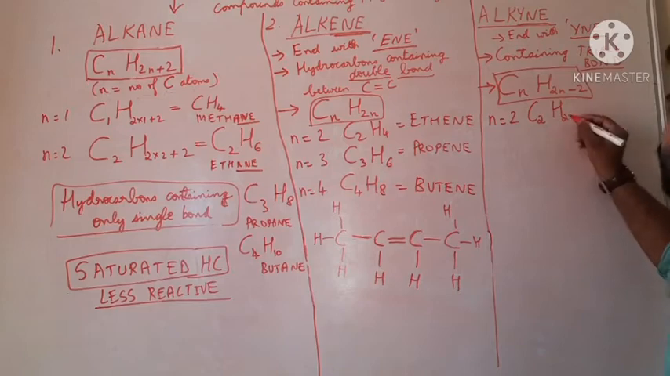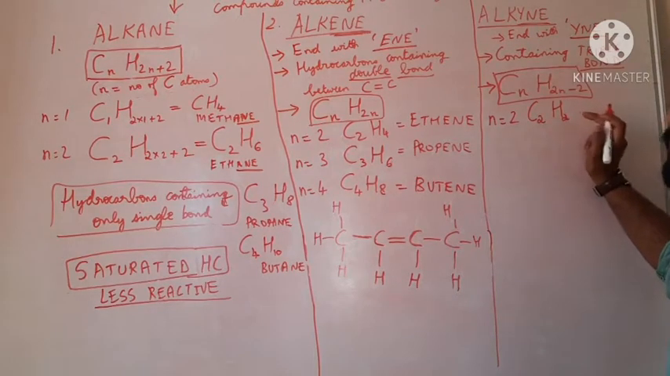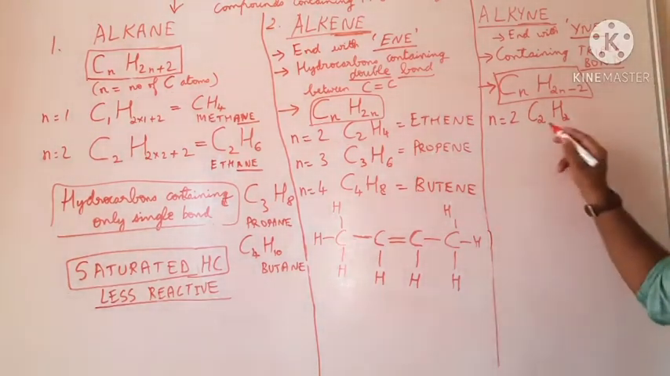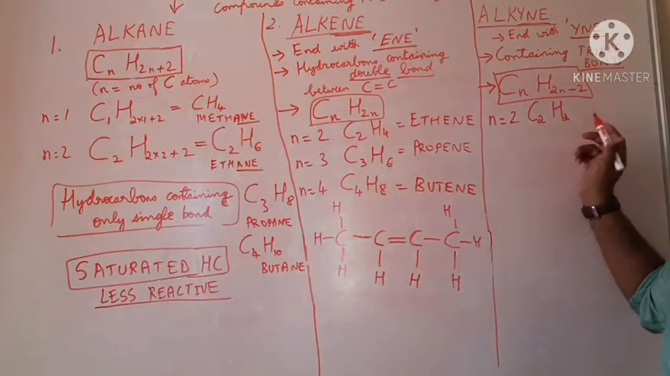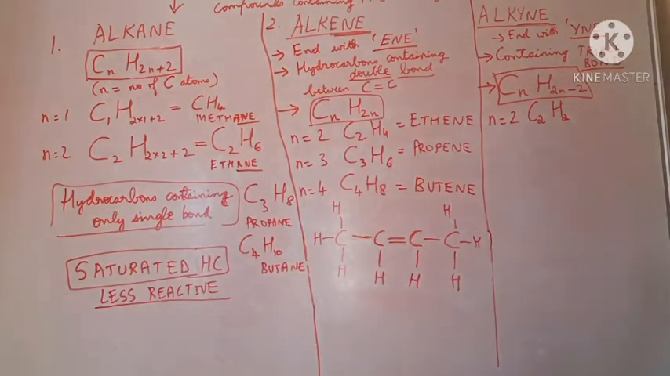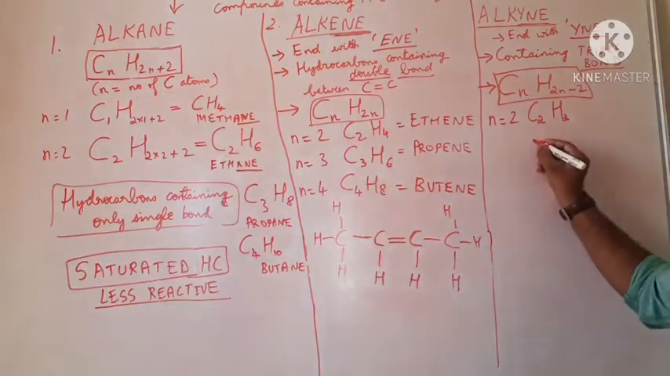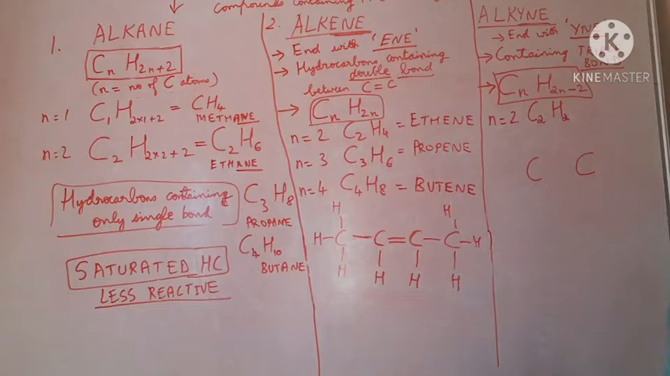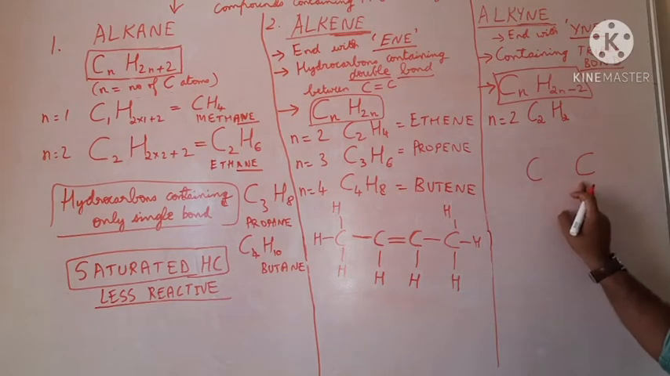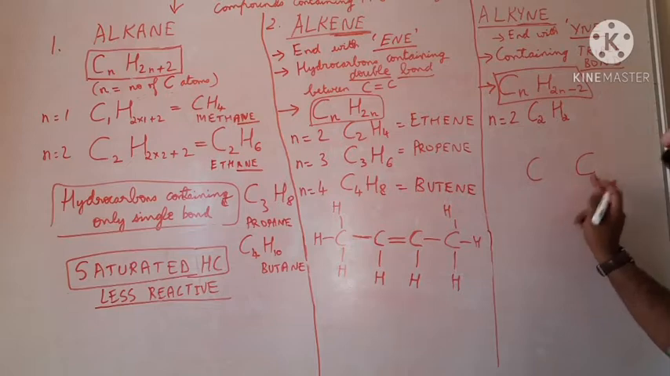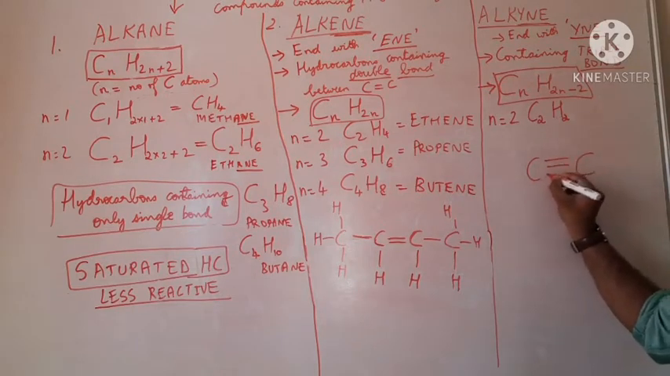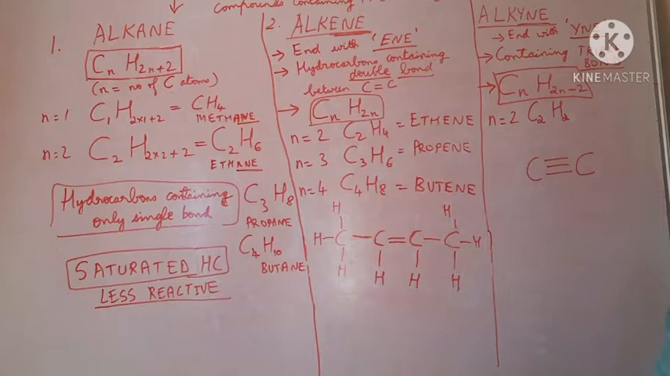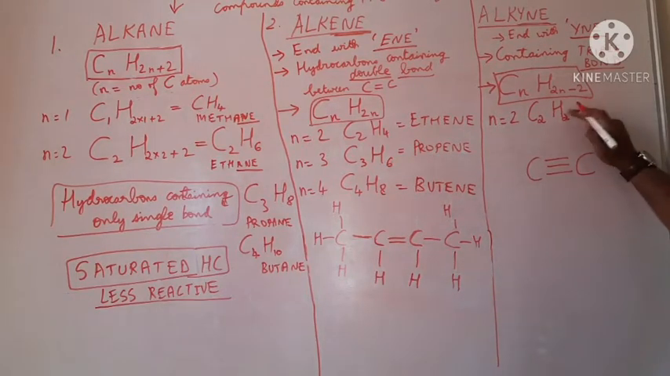So the formula for the first alkyne may be C2H2. Let us write the structural formula. Write down the carbon atoms. There are two carbon atoms. How will you join them? Because it is an alkyne, there has to be a triple bond. 1, 2, 3. So there it goes, and we need two hydrogen atoms.